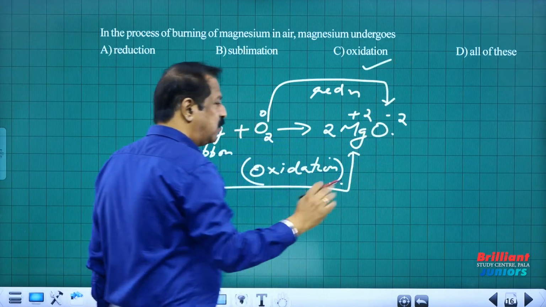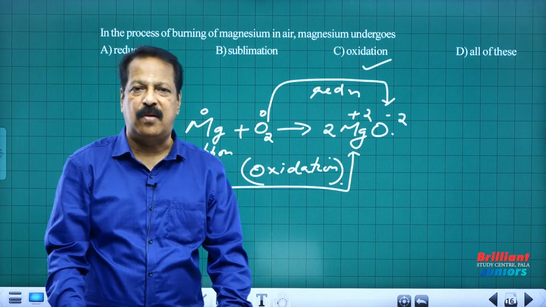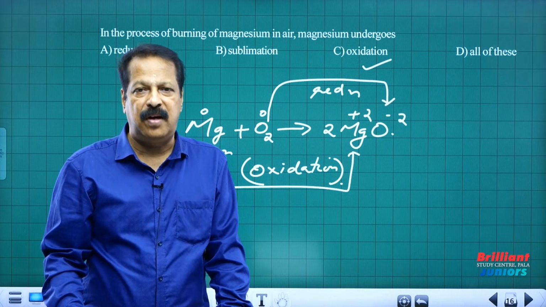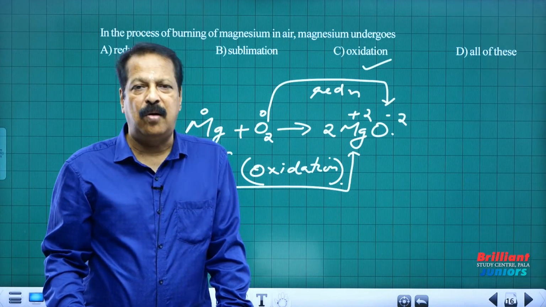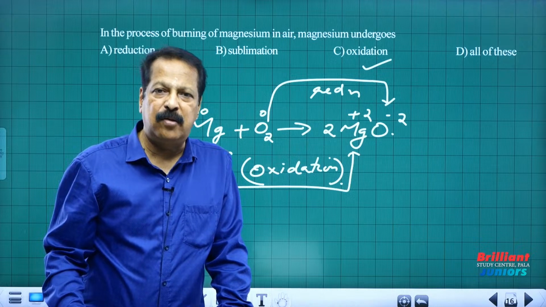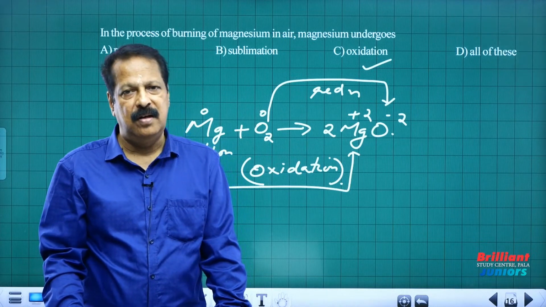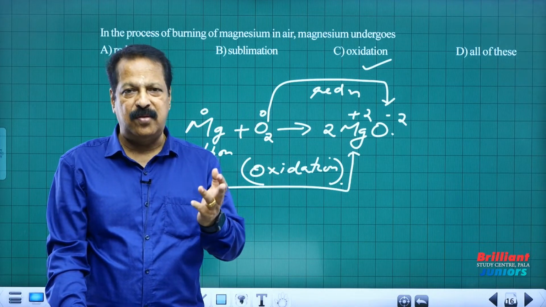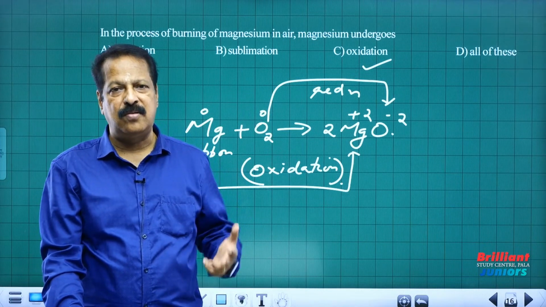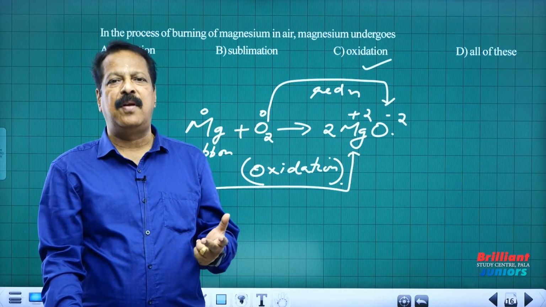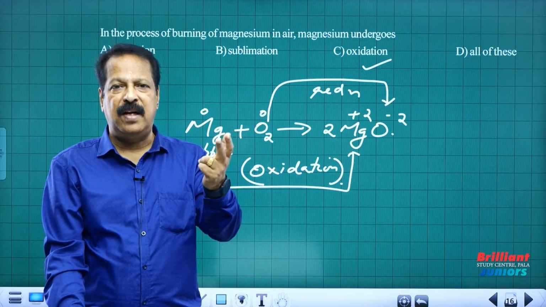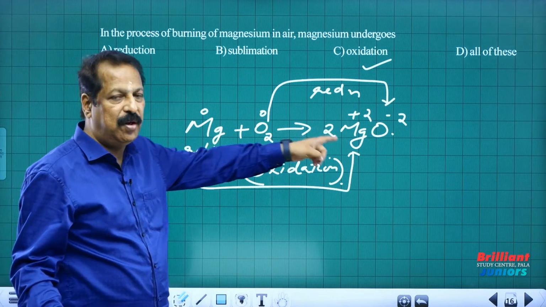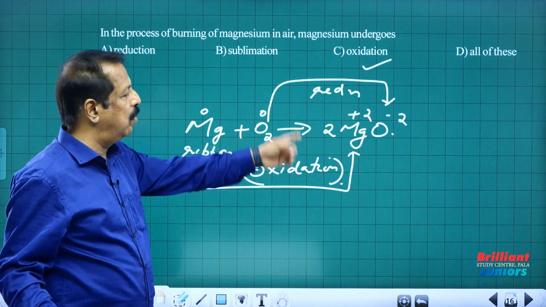Oxidation has so many definitions. Addition of oxygen is called oxidation. Addition of electronegative element is called oxidation. Removal of hydrogen is called oxidation. Removal of electropositive element is called oxidation. But reduction is the reverse of all these things. Addition of electronegative radical is also called oxidation. So here magnesium becomes MgO, so oxygen is added, so we can call it oxidation.